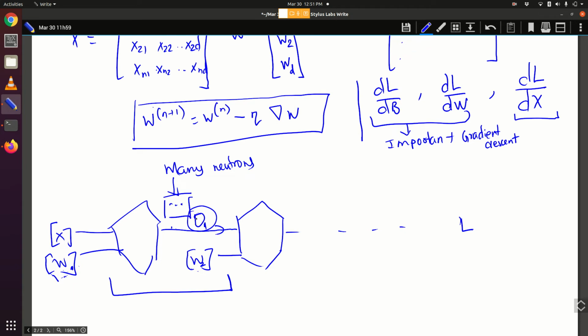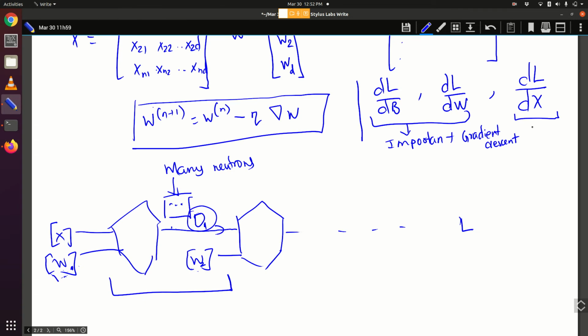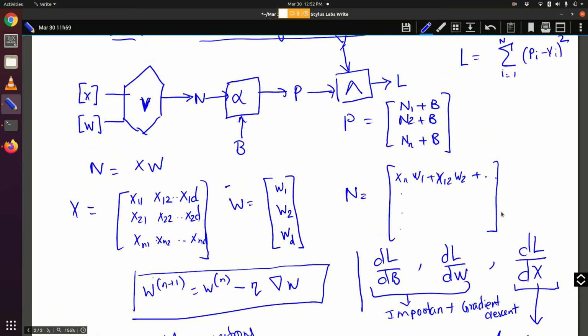You got it right? Yes, sir. So therefore, we are also interested in DL by DX because this could be part of a large neural network. When you go to a large neural network, this is also something we are interested in. Are you following so far? Sir, yes, but if we have a single layer, then DL by DX won't matter. Yes, if we have a single layer, it is not important. Absolutely, so that's good.